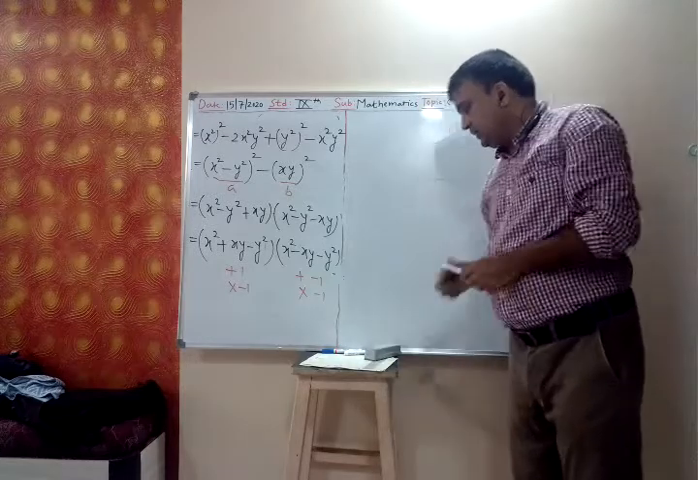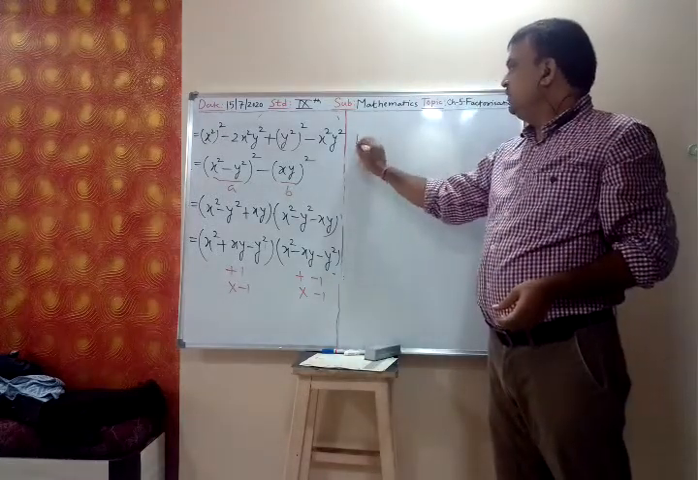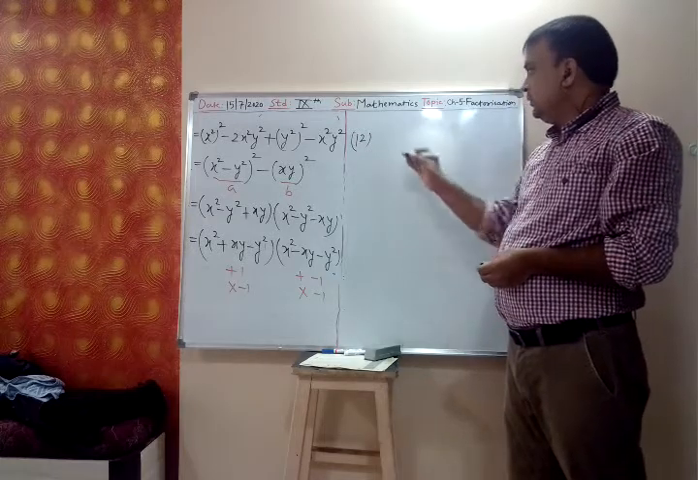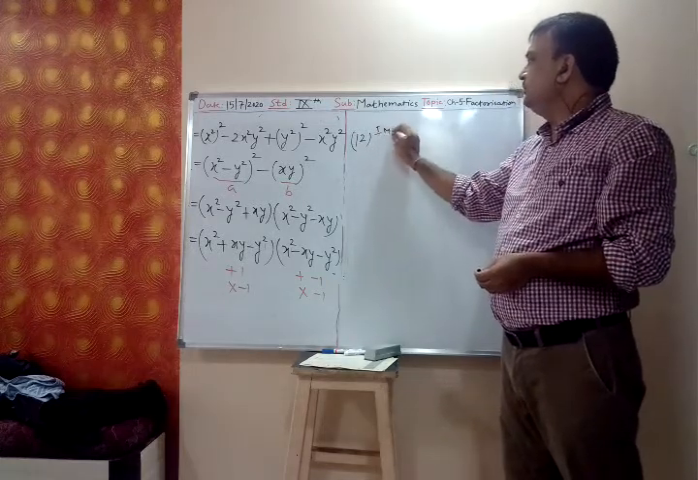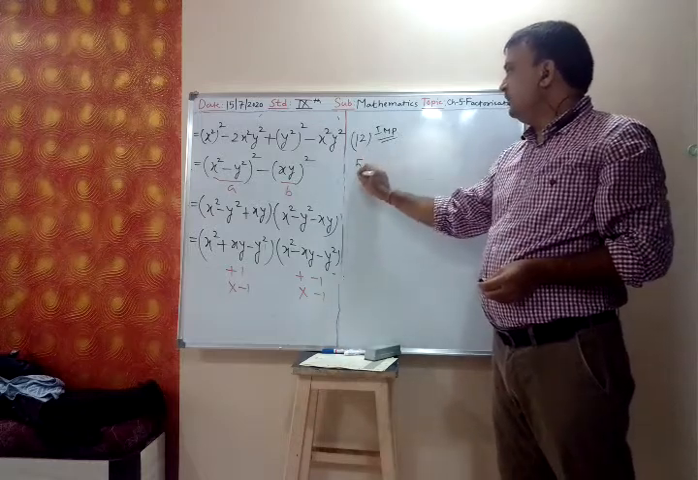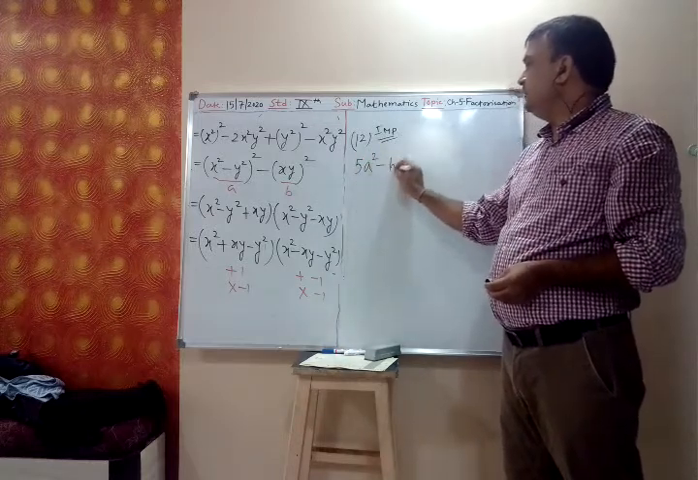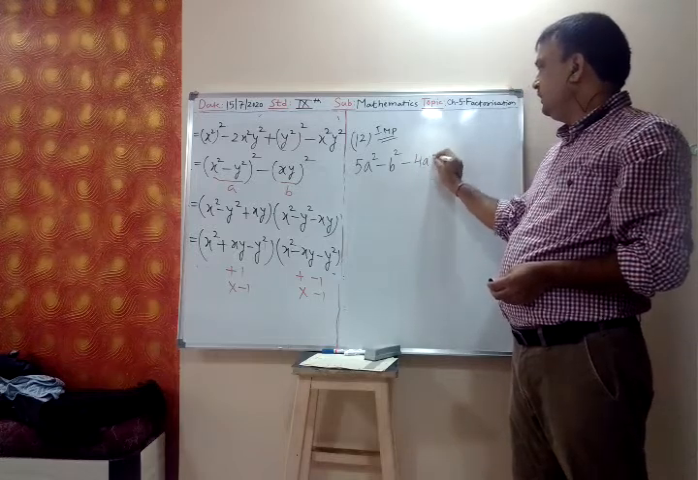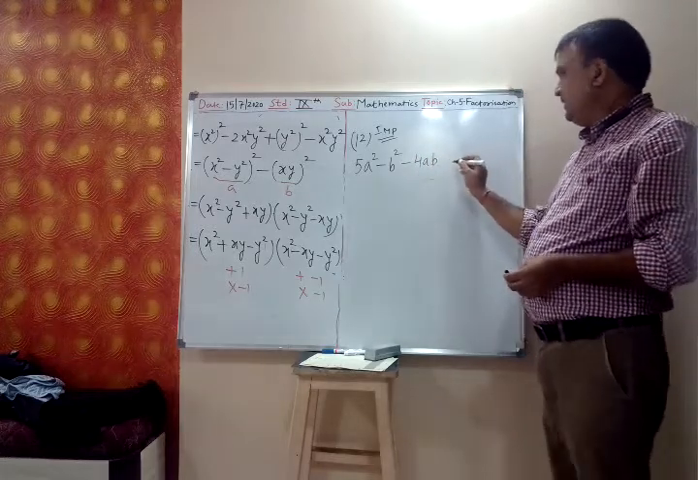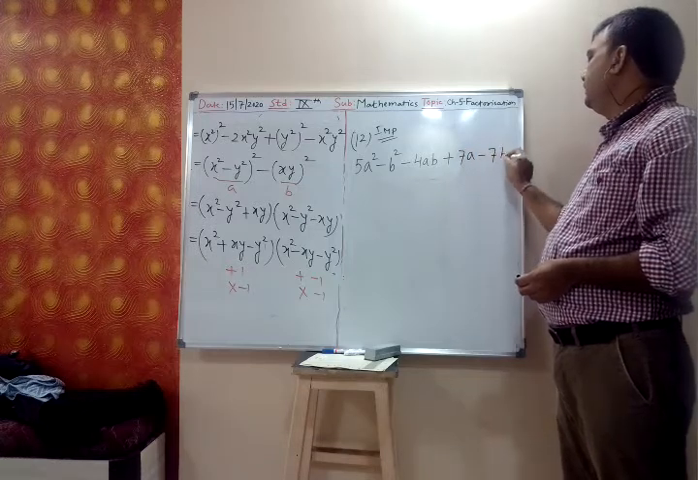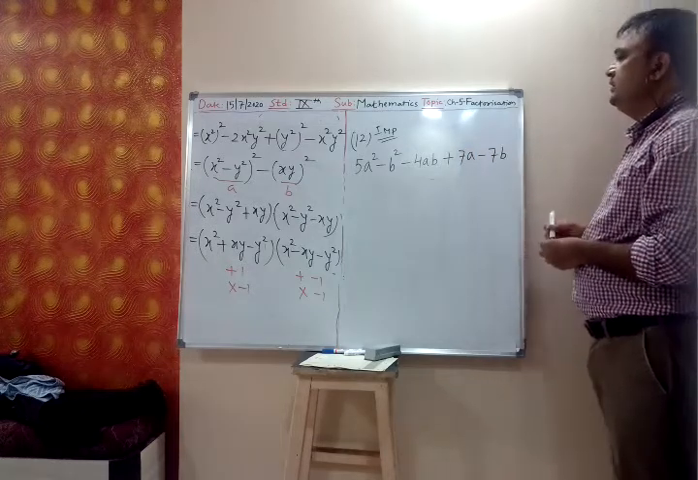Now let us solve the 12th one. To mark, important, the 12th one: 5a square minus b square minus 4ab plus 7a minus 7b.